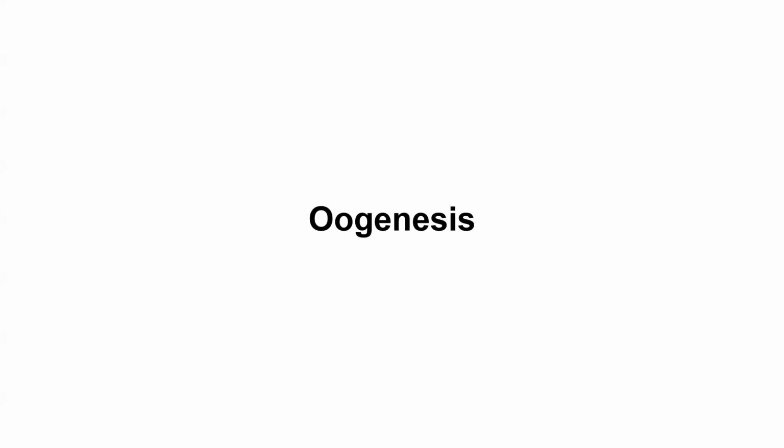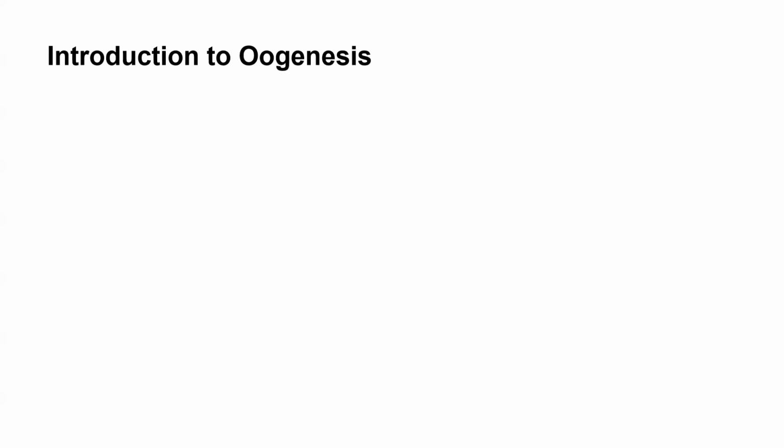So in this video, we are going to look at the concept of oogenesis. Introduction to oogenesis. Oogenesis is the process of egg formation in females. Ladies and gentlemen, in the previous video on gametogenesis, we talked about spermatogenesis and oogenesis. So now we are going to look at this individual reproductive process, starting with oogenesis, which involves the formation of eggs in females.